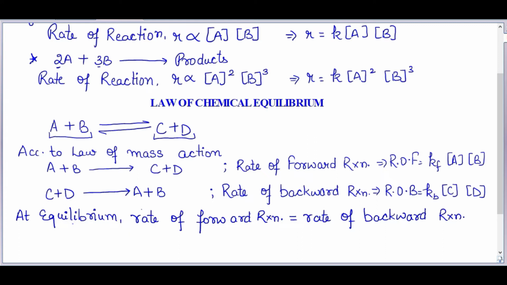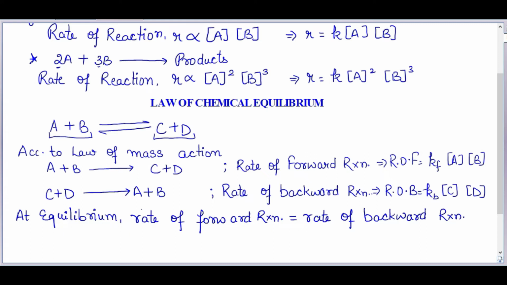Equilibrium is that state in which the formation of C plus D will be equal to the formation of A plus B. That means if I take it as a reversible reaction, A plus B is reacting with each other and forming product C plus D. In that case, this is the forward reaction, and if I consider the backward reaction, then C plus D will act as reactant and A plus B will act as product. So in the equilibrium state, the rate of formation of A and B will be equal to that of C and D.